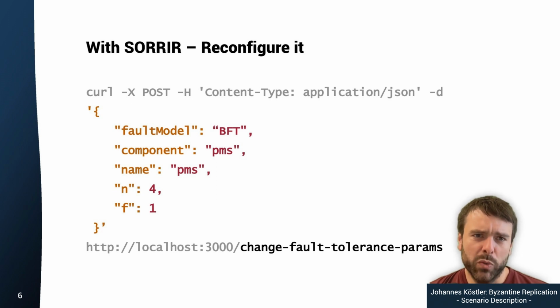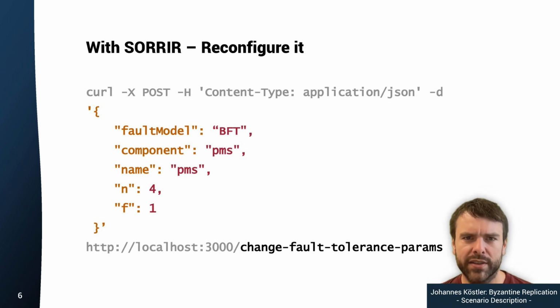To prevent it, we once again set up active replication in our deployment configuration. But this time, we select Byzantine fault tolerance and choose 4 replicas for our parking management system component in order to tolerate 1 malicious replica.